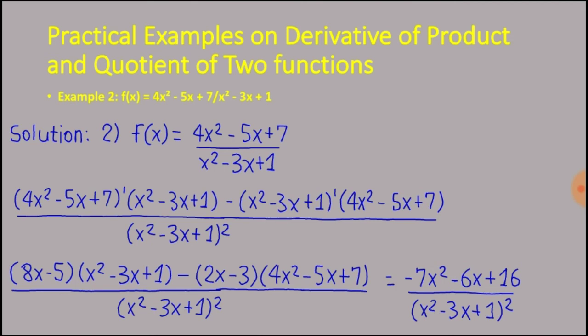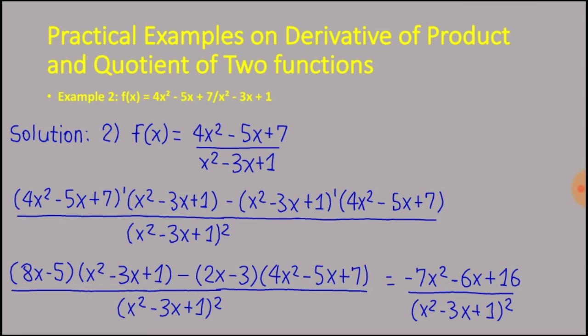Here, on the second example, f of x is 4x squared minus 5x plus 7 over x squared minus 3x plus 1. We can determine it by using the quotient rule: f prime at x times g of x minus g prime at x times f of x, over g of x squared. So we have 4x squared minus 5x plus 7 prime times x squared minus 3x plus 1, minus x squared minus 3x plus 1 prime times 4x squared minus 5x plus 7, over x squared minus 3x plus 1 squared.